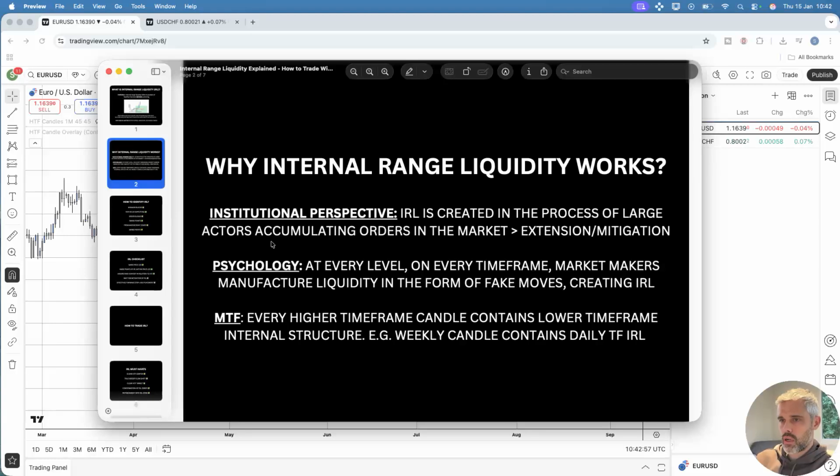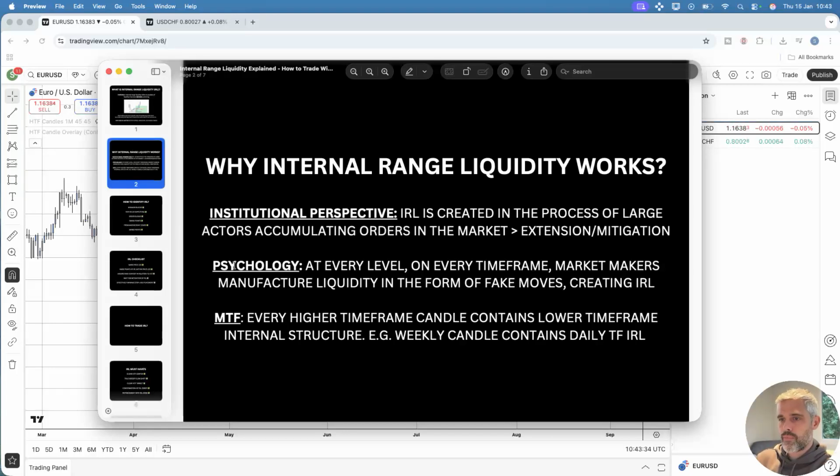Why internal range liquidity works? So from an institutional perspective, IRL was created in the process of large actors accumulating orders in the market. So in placing orders for hundreds of thousands of units, institutions don't do this in one specific order. Otherwise, price would just skyrocket in that direction. Instead, they build their positions over time. Then price will start to move away from those areas, creating that price leg. And then it will retrace into the structure, the internal range liquidity, where more orders can be accumulated before that move extends.